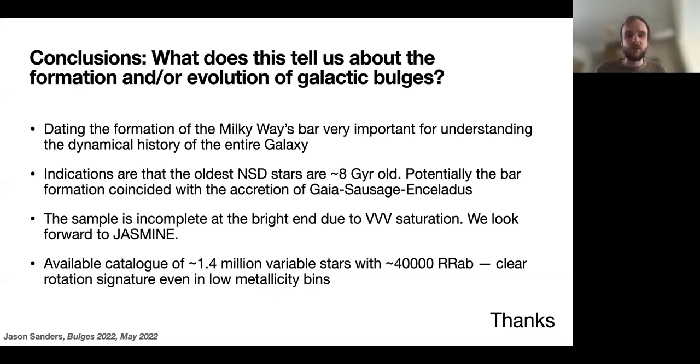So what does this tell us about the formation and evolution of galactic bulges? Well, as I tried to motivate early on, dating exactly when the Milky Way bar formed is very important for understanding the dynamical history of the entire galaxy. And looking at the nuclear stellar disk and its star formation history tells us something about exactly when the bar formed. I've presented evidence from the proper motions of Mira variable stars that there's essentially no nuclear stellar disk component for stars older than 8 billion years ago. So this gives strong evidence that the bar formed about 8 billion years ago. And this could have coincided with the accretion of the Gaia-Sausage-Enceladus galaxy.